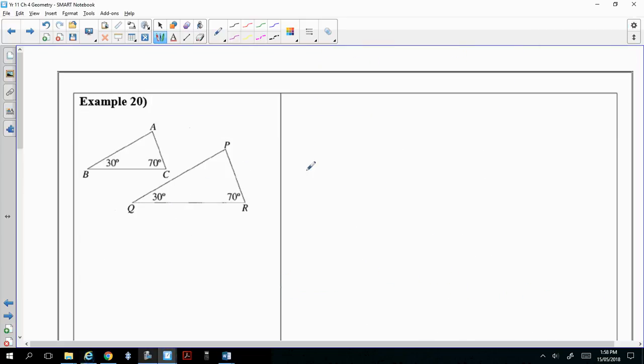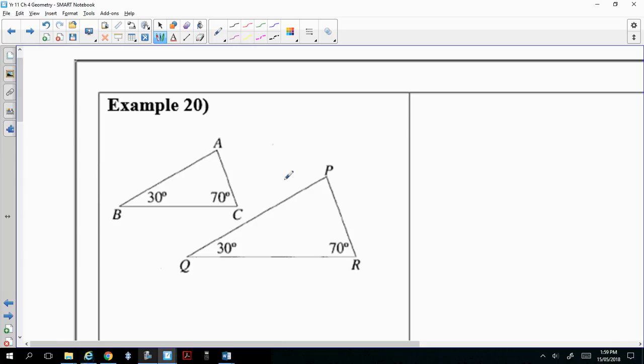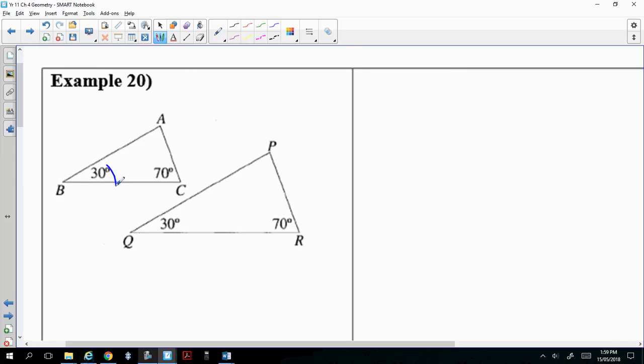The next one is the most common one used in the exam, and it's also the easiest one. You just have to prove 2 pairs of angles equal. Why do you have to prove 2, not 3? Because the third one has to be equal by angle sum of triangle, right? So you only have to prove 2 pairs equal, then all the angles are equal. So let's start with this.